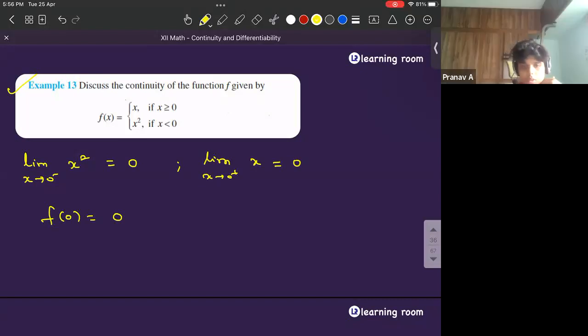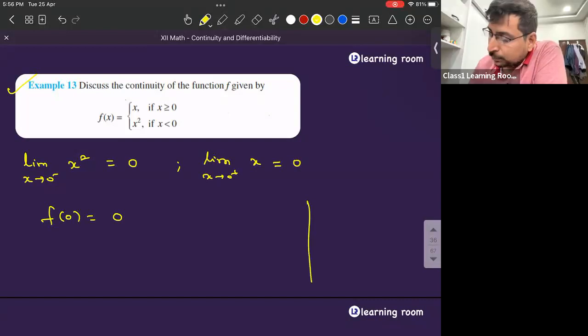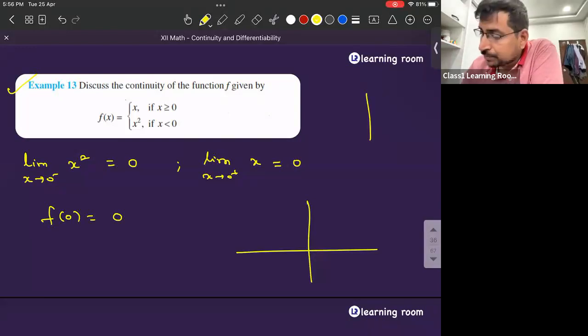So if I have to draw the graph for this, it will look in this way. Observe, see, this is the graph for which function?